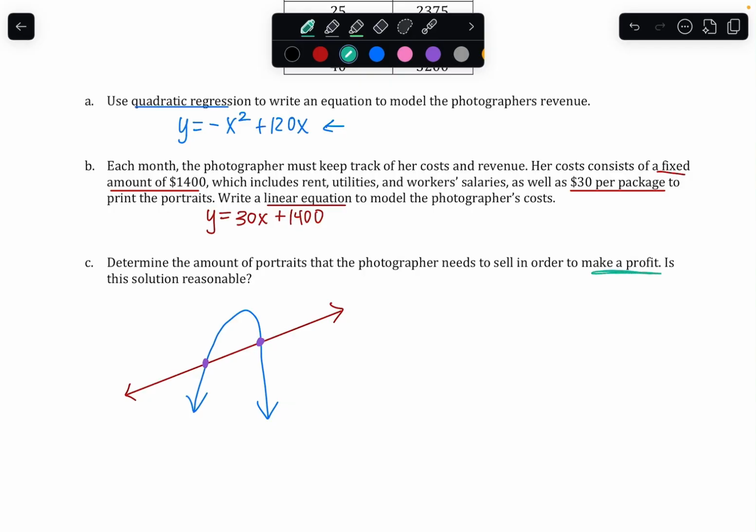And so in order to make a profit, we need this revenue function to be higher than the cost. Okay? And so that is going to be between the roots. That's where our revenue is above the line. So this whole area here would be her profit, okay? And so she would be making a profit between our 2 solutions. So once we find these solutions, we just need to put their x values.